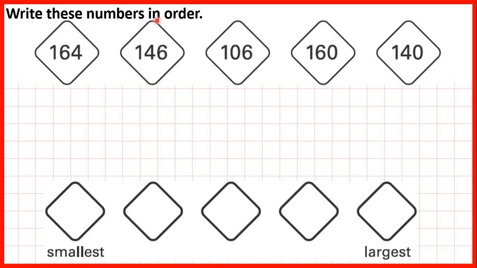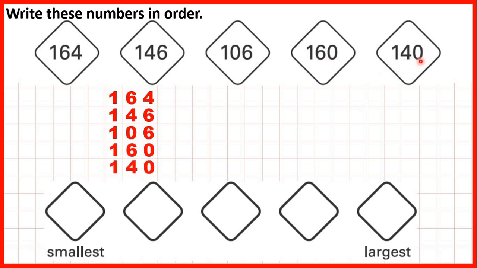Write these numbers in order. So we have 164, 146, 106, 160 and 140. So what we can do is write the numbers out one below the other with our hundreds, tens and ones lined up.